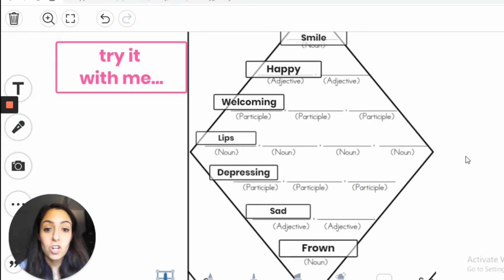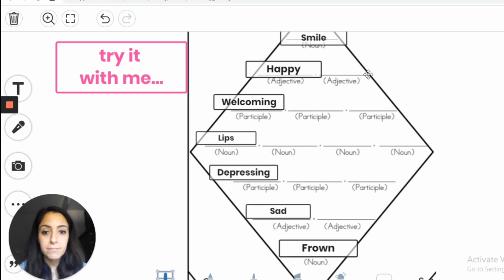Okay, now I've started a Diamante poem for you, and after we go through it together, I want you to pause the video and just talk through it out loud or with somebody at home and try to fill in the blanks. So you're trying it with me for this example. So the topics for this one are smile and frown. That's not my best frown, but that's the best I can do for now, right? So smile and frown. So those are two things. They're facial expressions, right? And they're opposite of each other. So now we're going to write this poem to contrast them and showing how they're different.